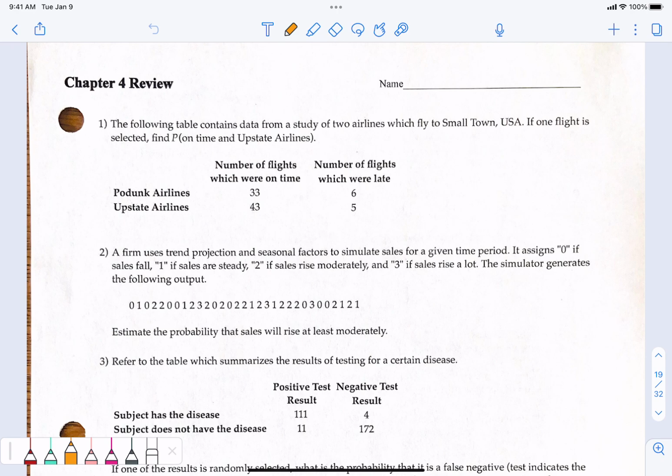Tomorrow we'll probably do some whiteboards, just because with probability, repetition with whiteboards is really, really good. So, all right, number one.